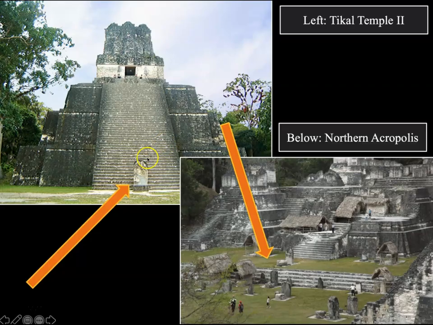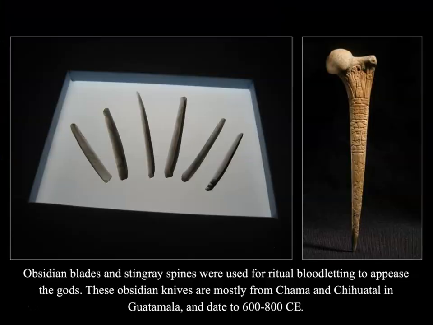There were these altars in front of many of the temples that you can see here, which also had the stelae, which I'll show you as well, showing rulers and their conquests. They did find obsidian blades and stingray spines, which were used for ritual bloodletting to appease the gods. These obsidian knives were mostly from Guatemala, from 600 to 800 CE. These in particular are from that period.